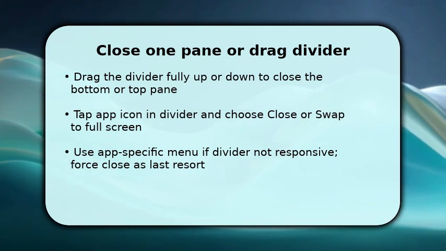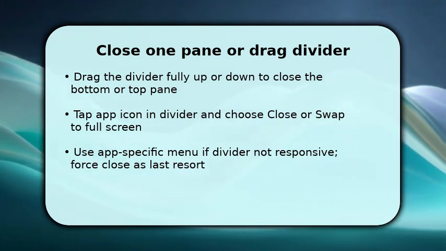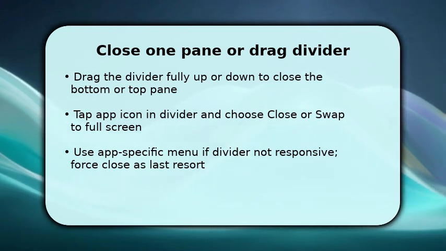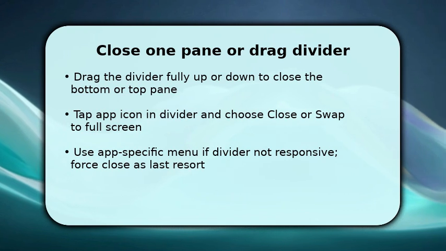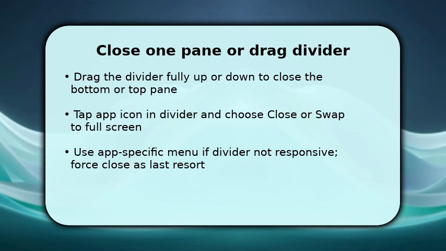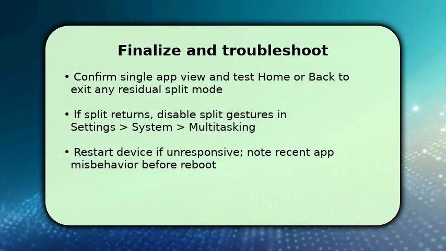Once you do that, the system returns to a single app view. If the interface seems frozen, pause and try tapping a clear area, then repeat the drag. Forcing an app close is only for stubborn cases. Finish by pressing home or back to confirm you're out of split screen and interacting with a single app.